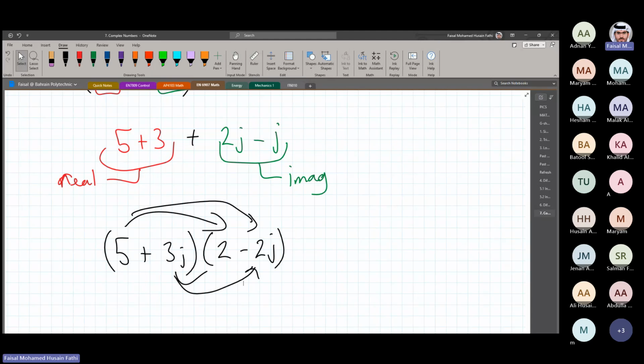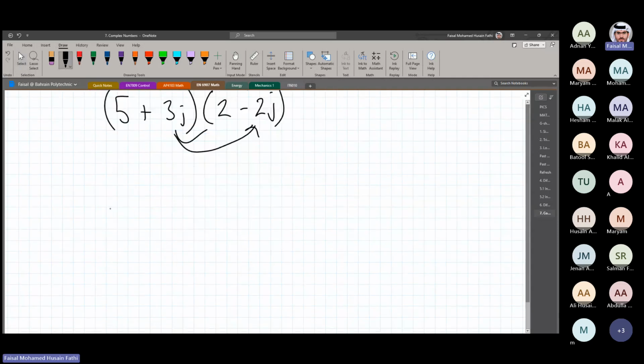What else is there? Division, there is a trick to it. If we have for example 5 plus 3j divided by 2 minus 2j. Fine. The trick here is to simplify it and remove the j's from the denominator. So what can you do here? You can just simply multiply by the complex conjugate of the denominator so you simplify the division.